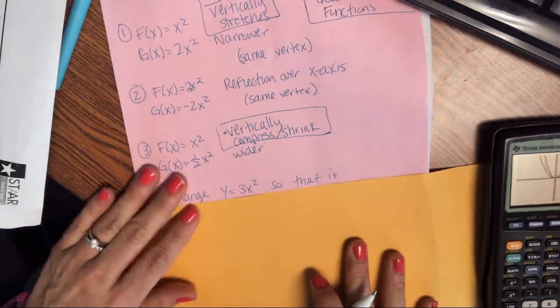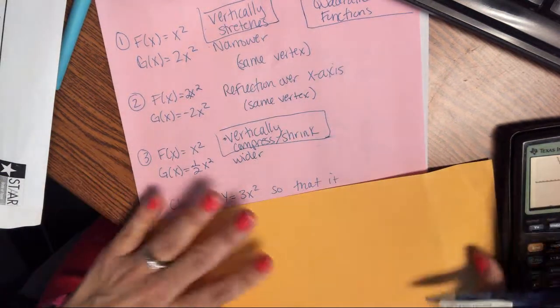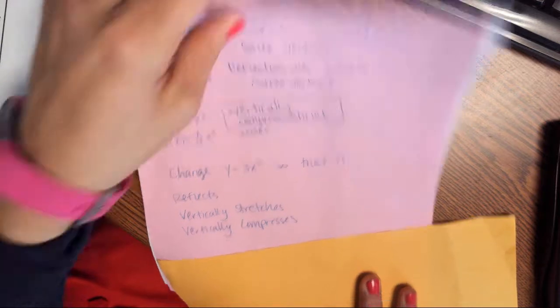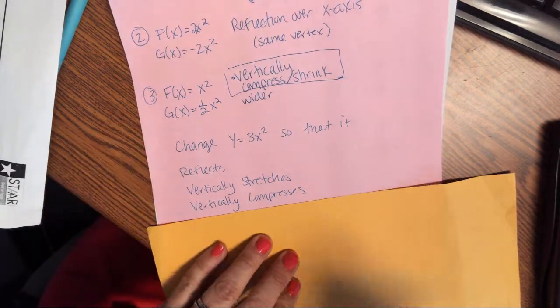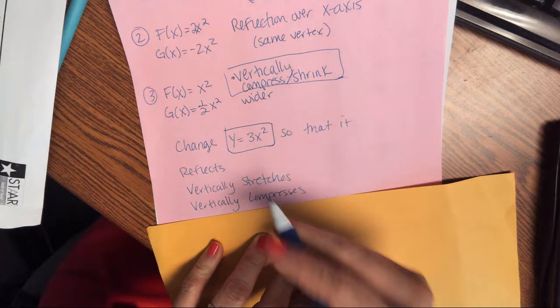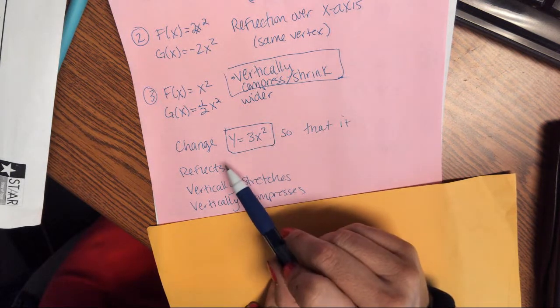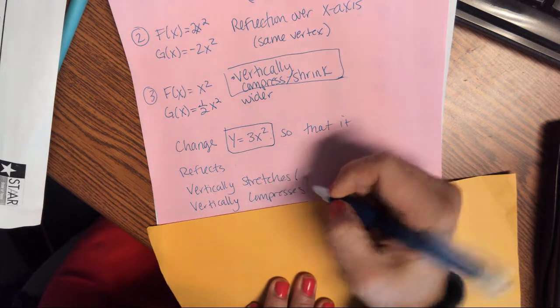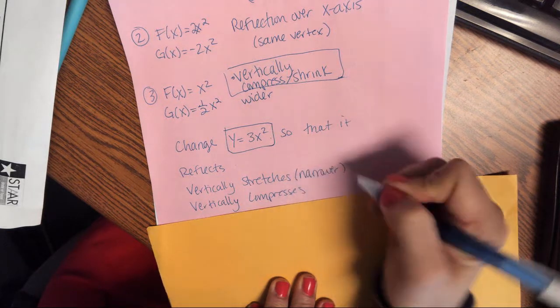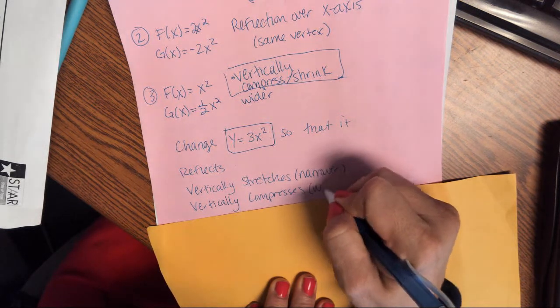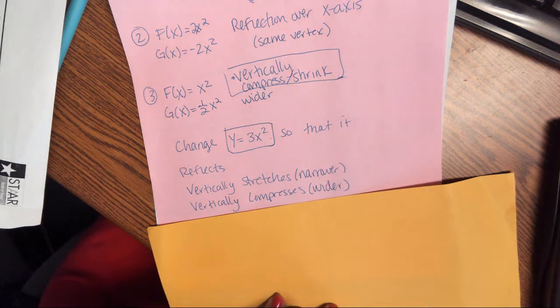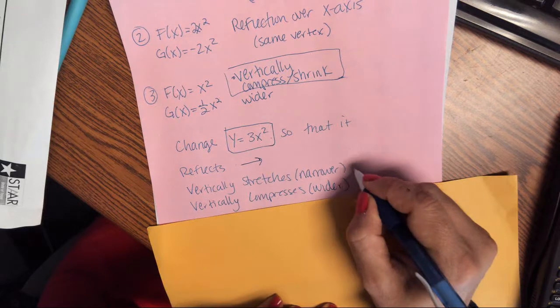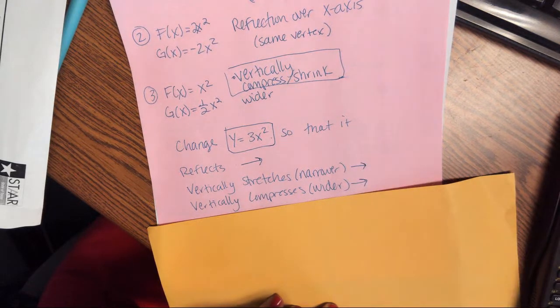All right, the next part makes you think. The three transformations we talked about were reflections, vertically stretch, and vertically compress. So if you're given this equation, y equals 3x squared, I want you to think about an equation that might reflect it, one that makes it vertically stretch (remember, the other word for stretches was narrower), and one that makes it vertically compress, which is wider. I'm going to pause right now. I want you to do the same, looking at our examples, and think about an equation that would do one at a time. Give me one that makes it reflect, one that makes it stretch, and one that makes it wider.